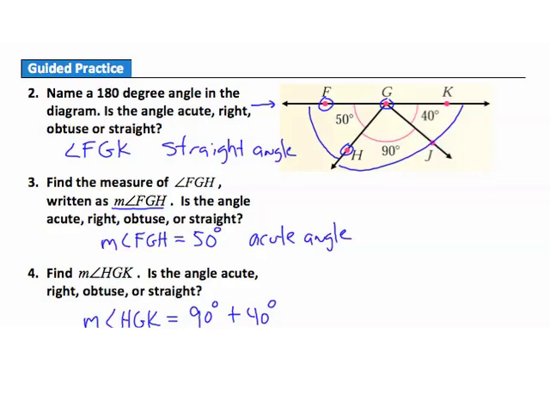Now that's a larger angle. That's greater than 90 but less than 180. And so this is an obtuse angle when we classify it.